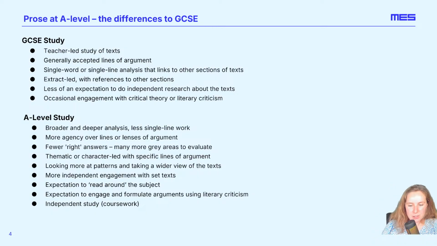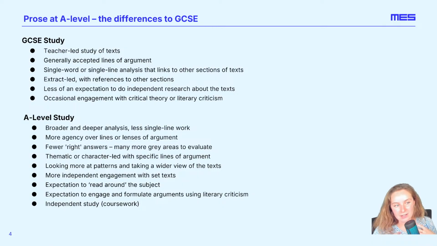Same with much more engagement around secondary texts. Because of the amount of time that an A-level course generally has, you are expected, for the most part, to be reading the text on your own time. That's one of the blessings of A-level, is you have that time to engage. That's one of the reasons you have free periods for A-level quite frequently, is to do that work, and also to read around the subject.